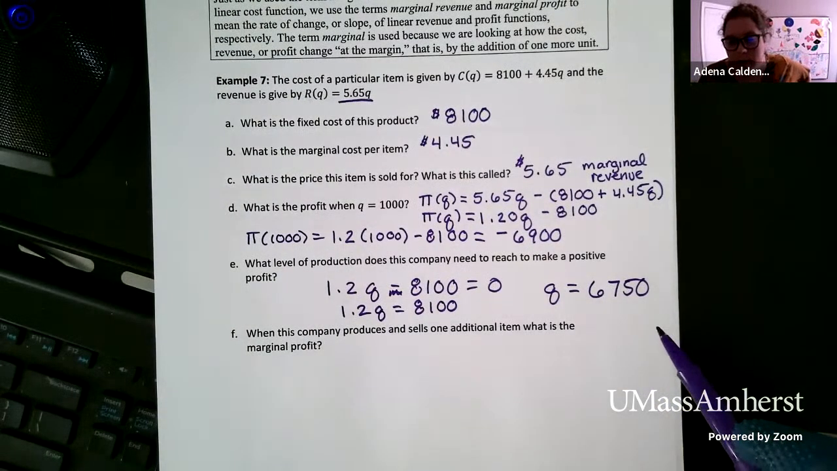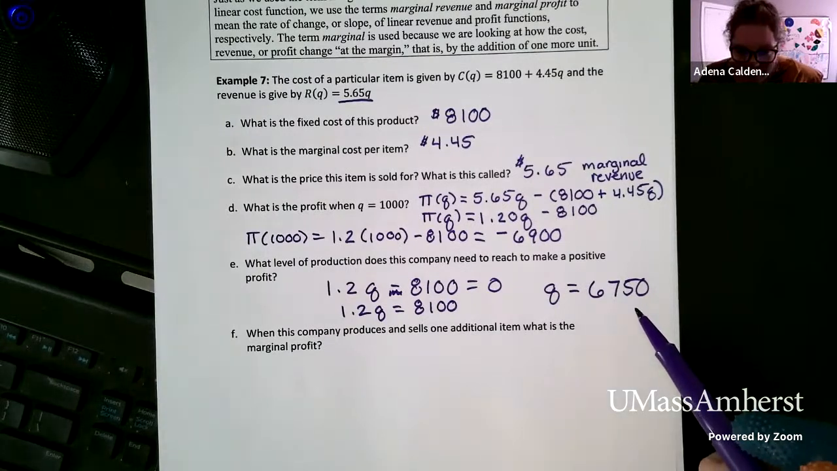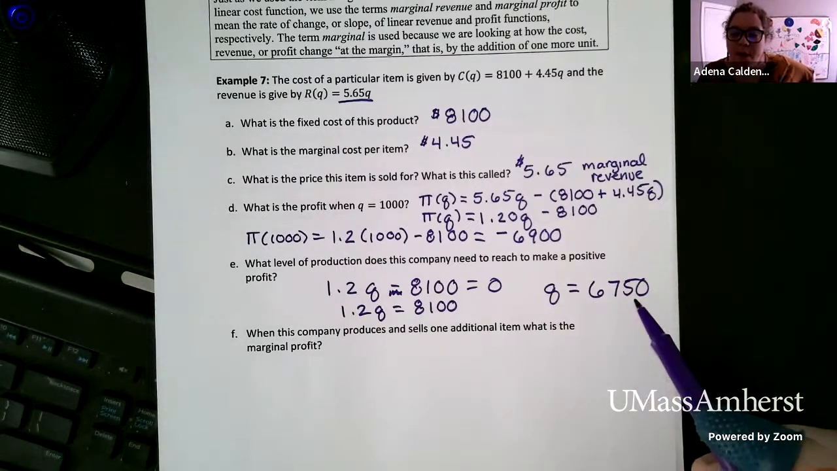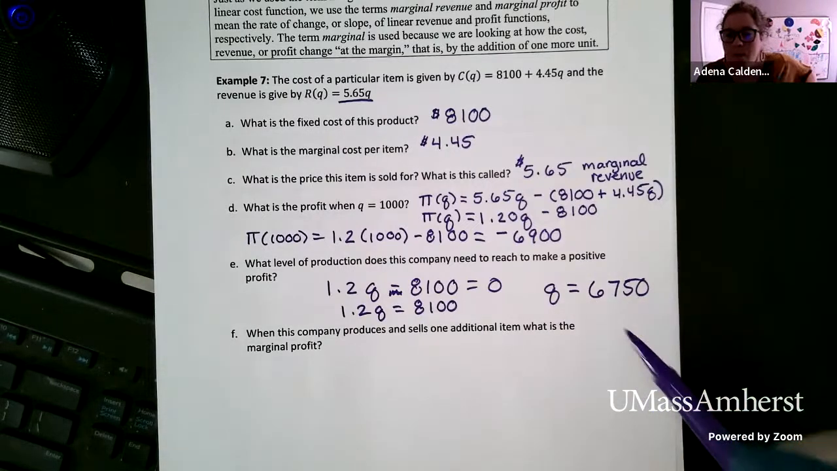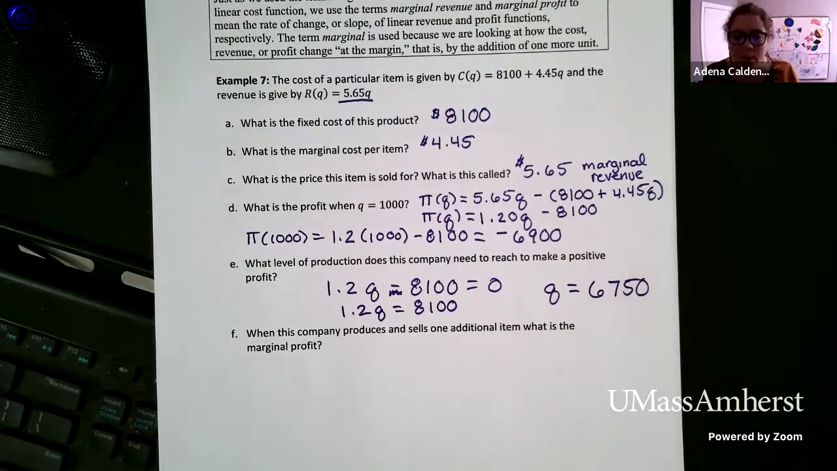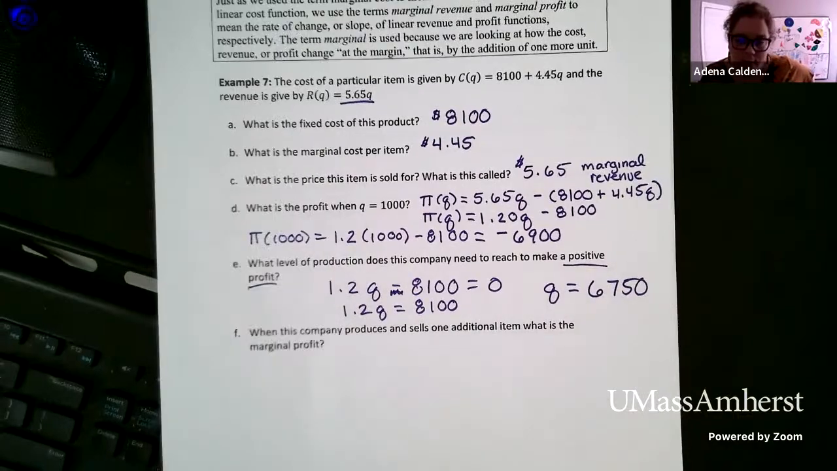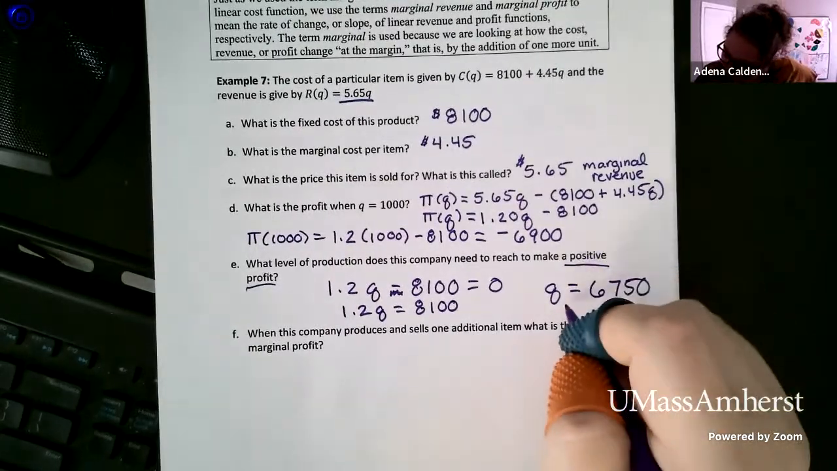So we need to make and sell 6,750 units to break even, which means that in order to make a profit that's positive, we would need to make and sell 6,751 items. So we need to do one more than the break-even point to make a positive profit. Okay, so this is the break-even.